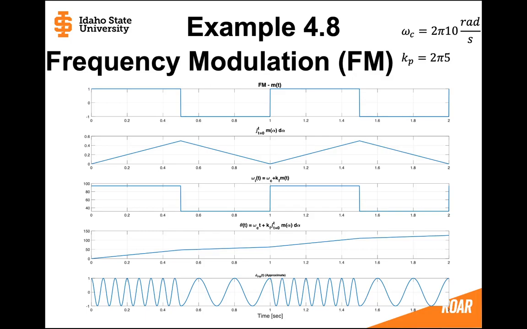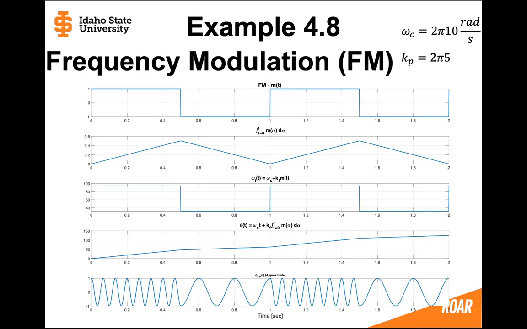And so the message m of t is a digital message going from 1 to -1, which means that the integral of the message is going to be some kind of triangle wave that is increasing while we have a positive number, and then it decreases while we jump down to -1 in the message. And that means that the instantaneous frequency, which is the carrier frequency plus some constant multiplied by the message, is also going to just have two values. So the instantaneous frequency is going to have only two values. And that means that the instantaneous frequency also looks kind of like a square wave.